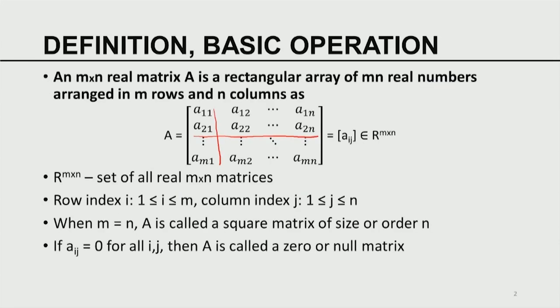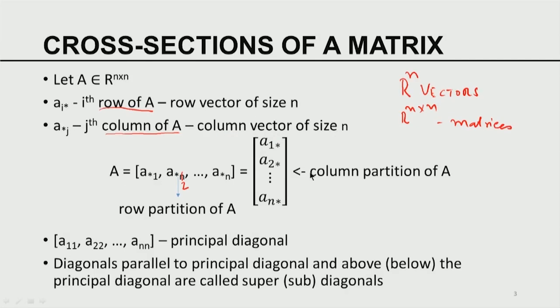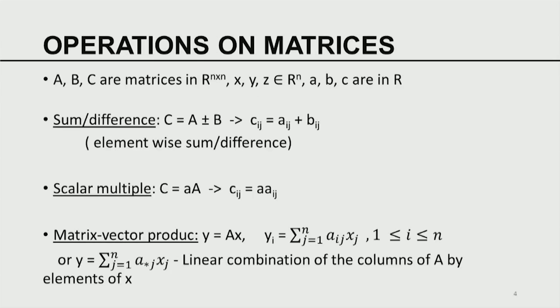Again, going back to the previous slide, the elements that lie along the diagonal are called the diagonal of the matrix. So column, row, diagonal, these are called different cross sections of the matrix. A11, A22, A33 is a vector of size n, the vector that lies along the diagonal. That diagonal is also called the principal diagonal of a matrix. All the diagonals that are parallel to the principal diagonal are called supradiagonals or subdiagonals. Supradiagonals are above the principal diagonal, subdiagonals are below the principal diagonal. These are all nomenclature that one has to remember. These are fundamental to our pursuit of mathematical treatment of data assimilation.